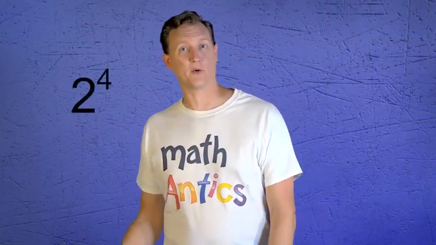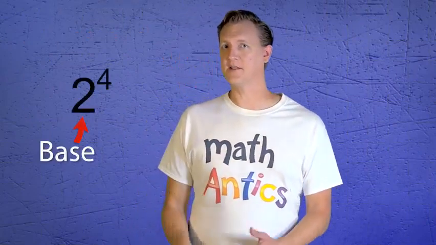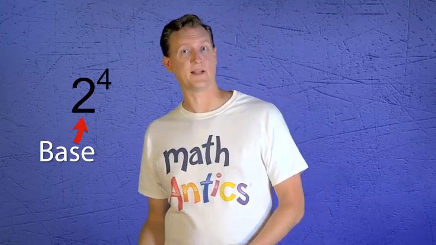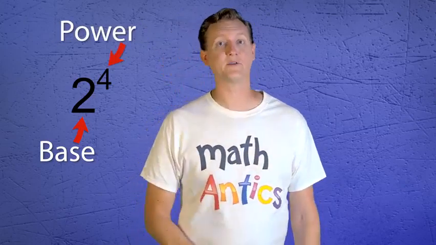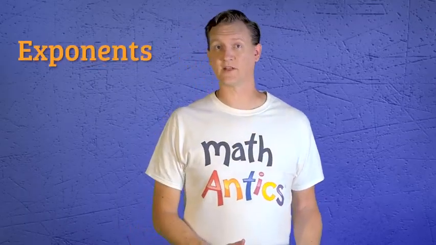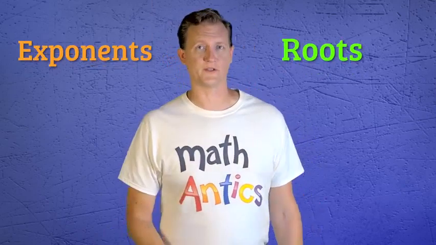Okay, so now you know that exponents are a way of showing repeated multiplication, and you also know what the two numbers in an exponent mean. The base is the number that will get repeatedly multiplied together, and the exponent, or power, tells how many times to repeat it. In the next video, we'll learn more about exponents and their inverse operations called roots.